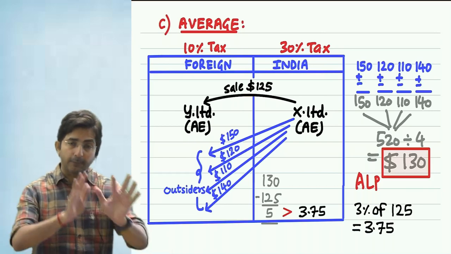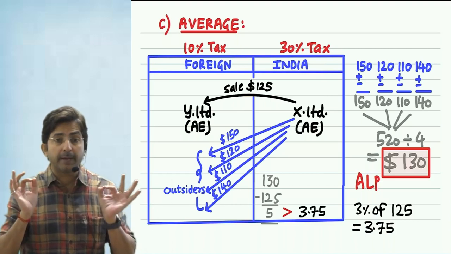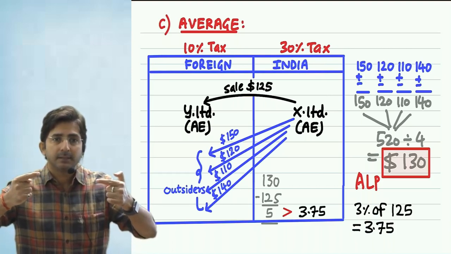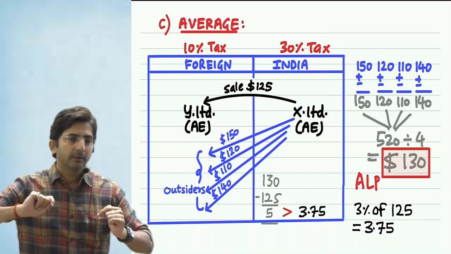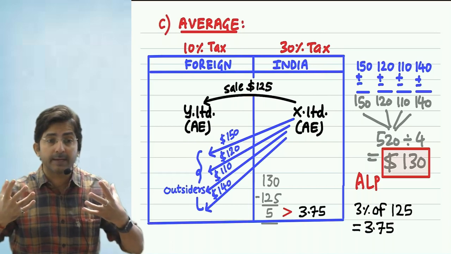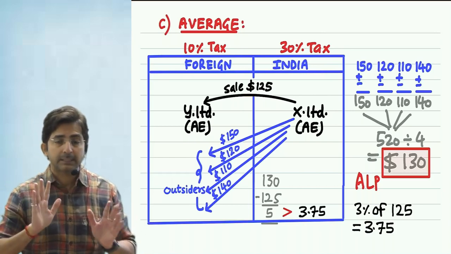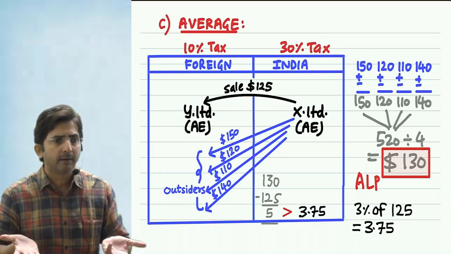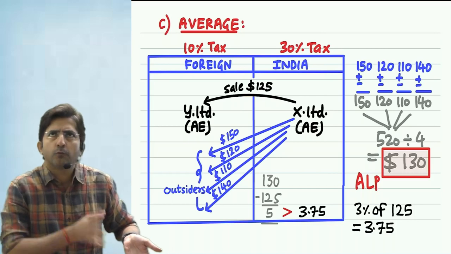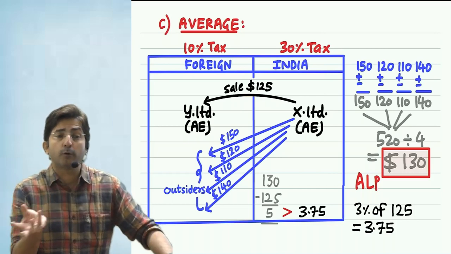If the difference is small, it's ignored. If the difference is big, entire difference is added to the income. You know why I stressed on the word entire? Because some students think that even if the difference is $5, to the extent of 3.75, if government is tolerating, so let it tolerate. So 5 minus 3.75, only 1.25 should be added.